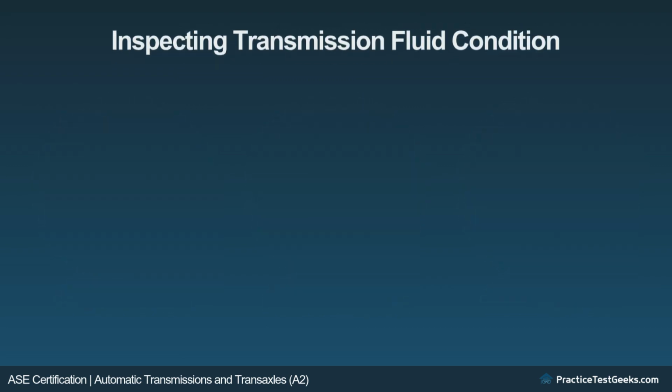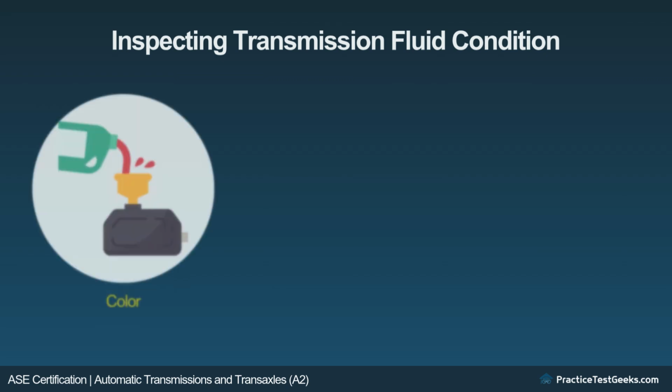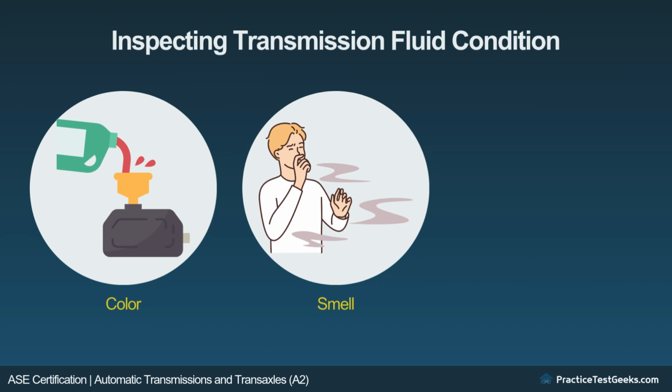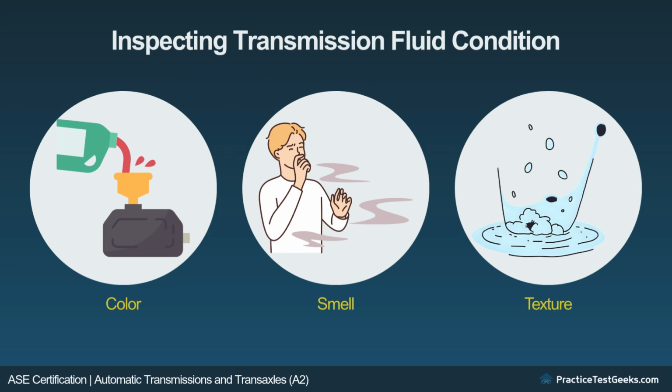Inspecting transmission fluid condition. Color. Healthy transmission fluid is typically red or pink. If the fluid is dark brown or black, it may be burnt, which could indicate overheating or contamination. Smell. Burnt fluid has a distinct burnt smell. If the fluid smells burnt, it may indicate problems with the transmission. Texture. Check for any particles or debris in the fluid. If the fluid feels gritty, it could be a sign of internal wear in the transmission.